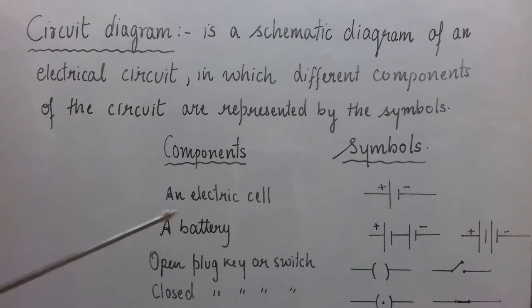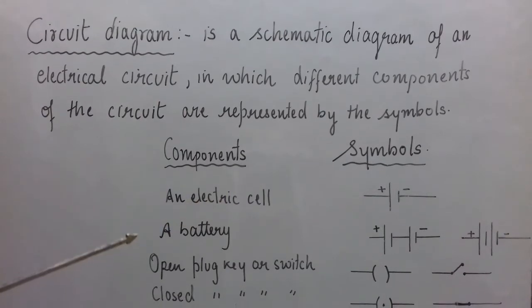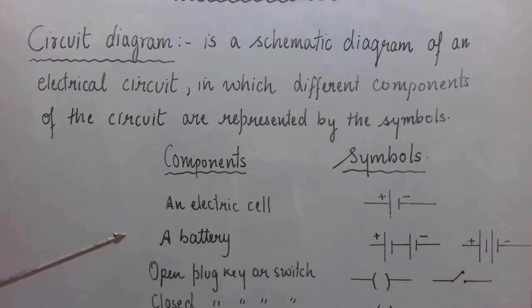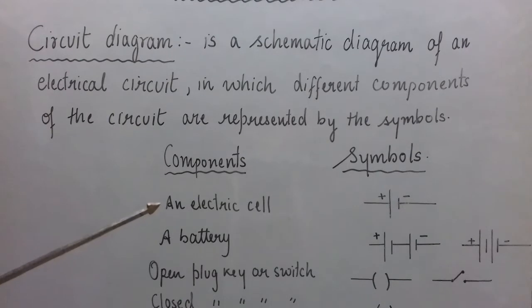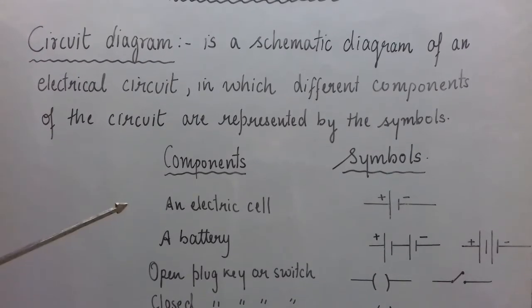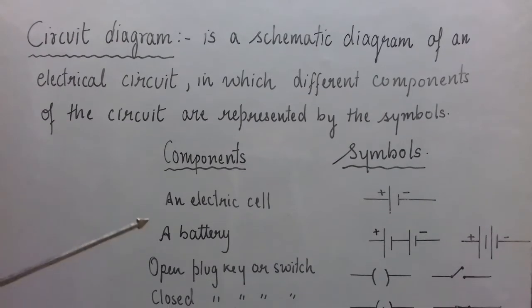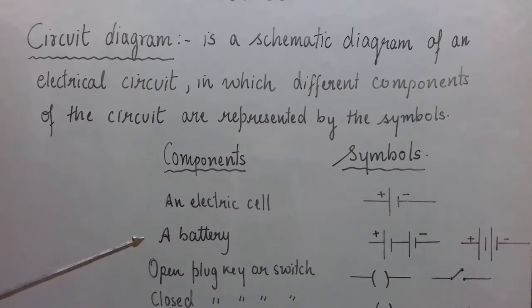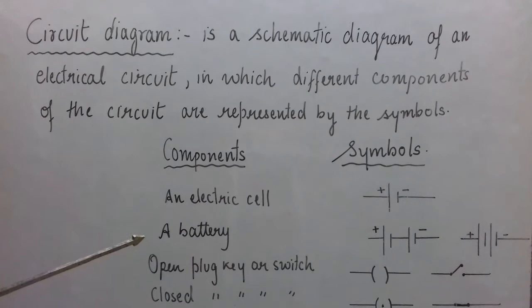Now what is a battery? So I hope you have understood the symbol of a cell. You should write plus and negative signs also, preferably. A battery, what is a battery? A battery is a combination of two or more cells. So if one cell provides a certain potential difference, when we use a battery of those cells, it will provide a greater potential difference. So a battery is also a source of potential difference. It is a combination of two or more cells which provides higher potential difference compared to the individual cell.